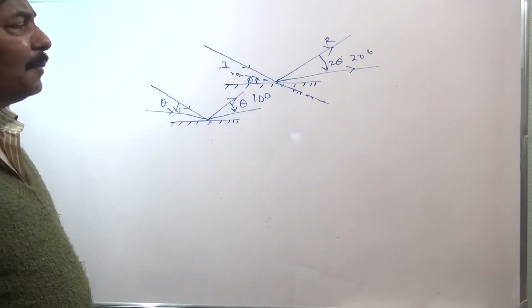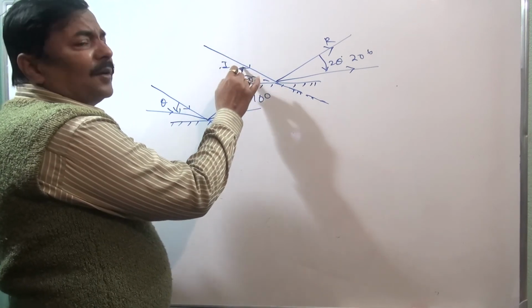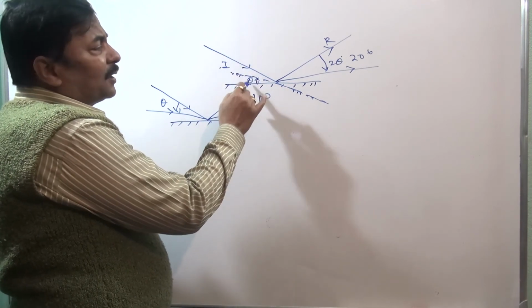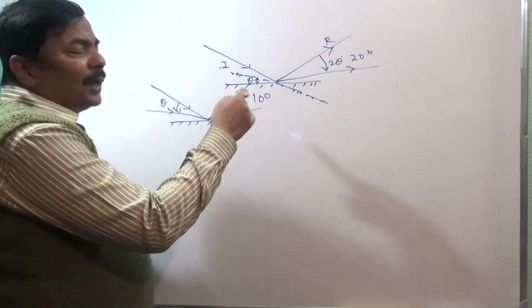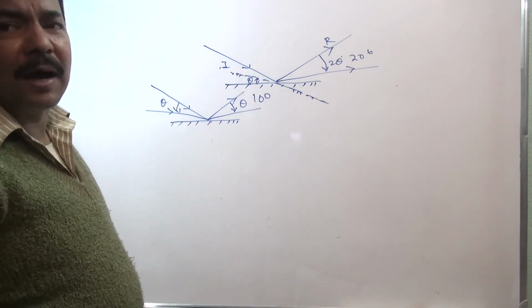Here many questions can be framed. Sometimes the mirror is rotated, sometimes the incident ray is rotated keeping the mirror fixed, sometimes both are rotated. Then you have to consider the clockwise and anti-clockwise rotation, and then you can get the final answer.